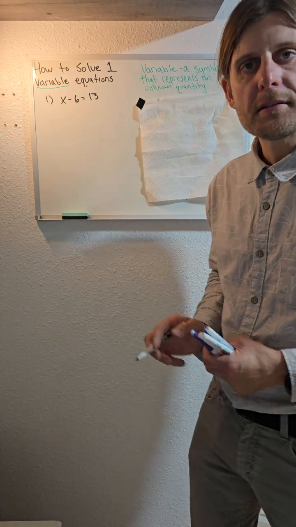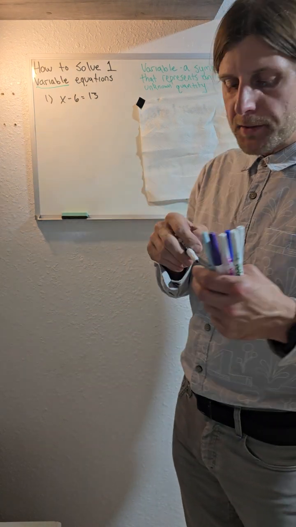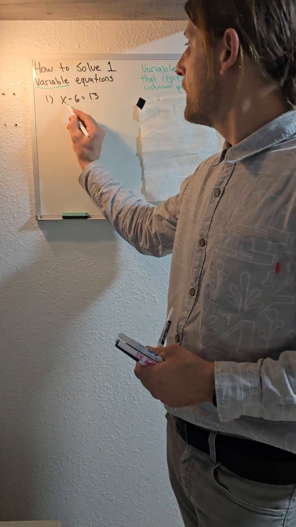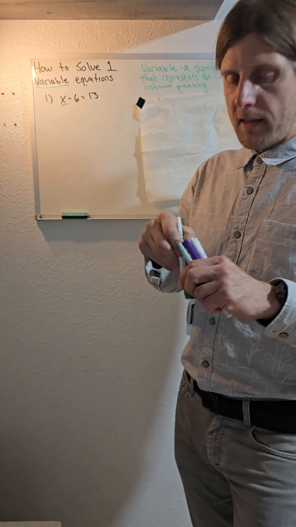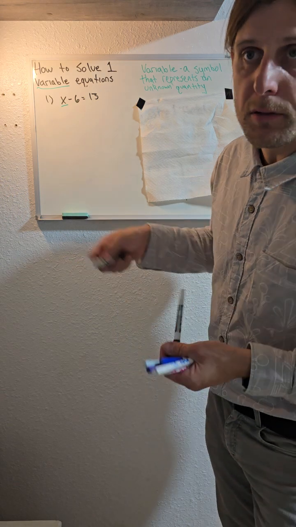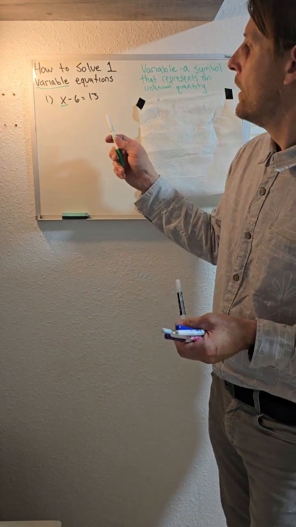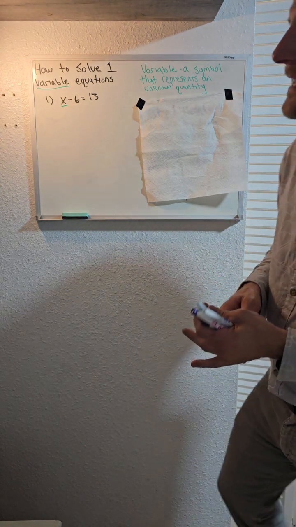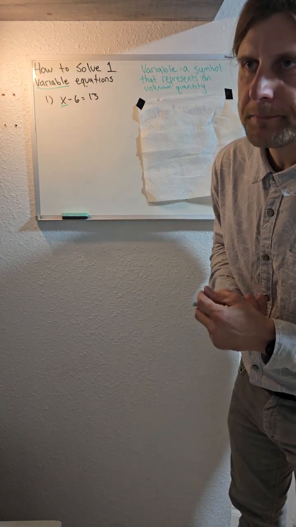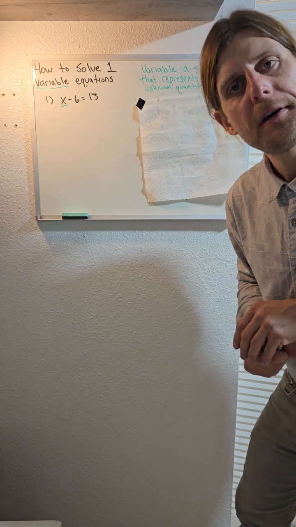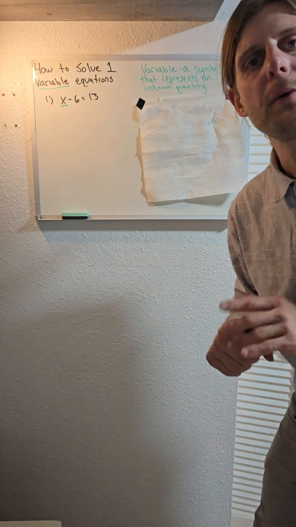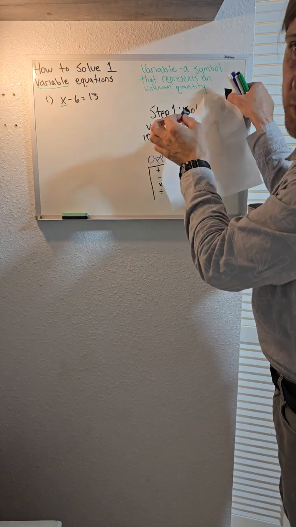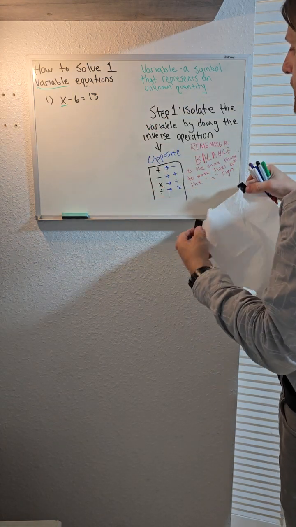This equation states x minus 6 is 13, where x is our variable, and that is the unknown value that we are solving for. The first step in solving this equation is to isolate the variable. How do we isolate the variable? We do that by doing the inverse operation. That is just a fancy word for the opposite operation.